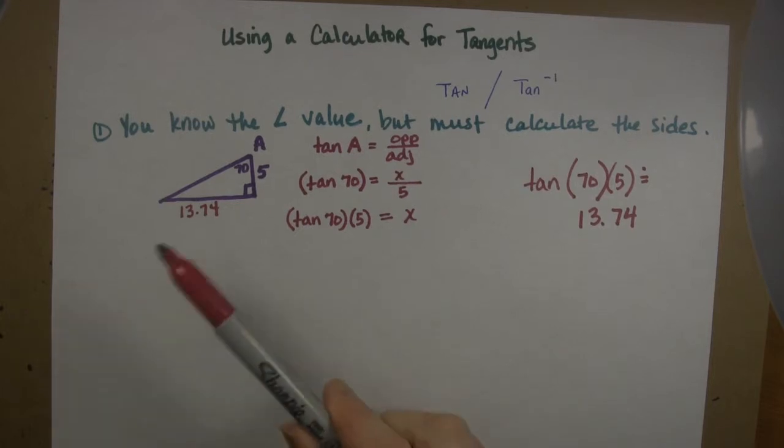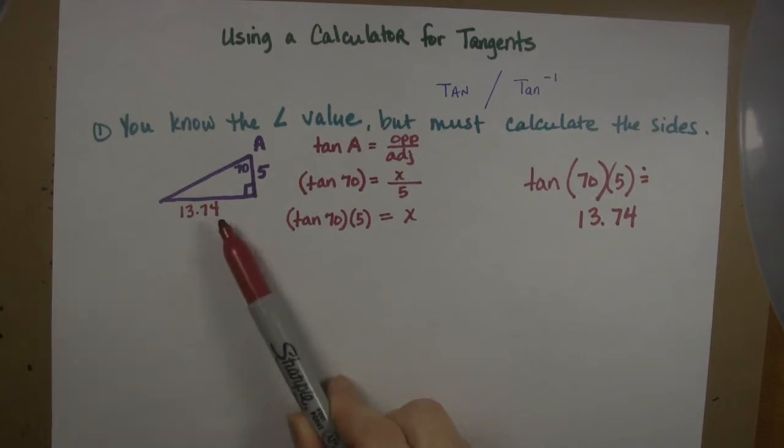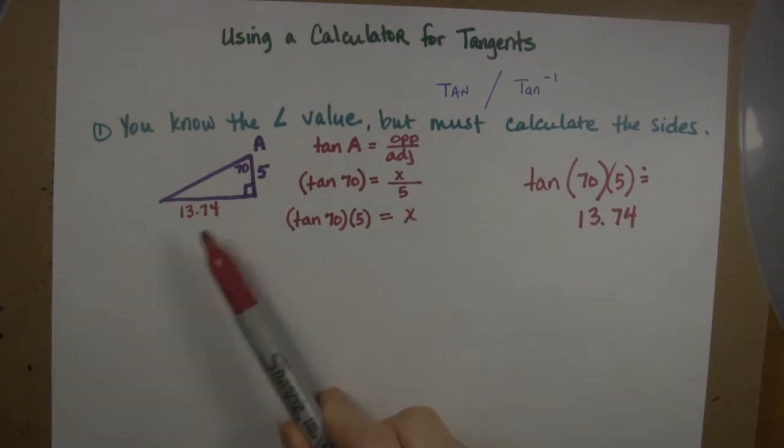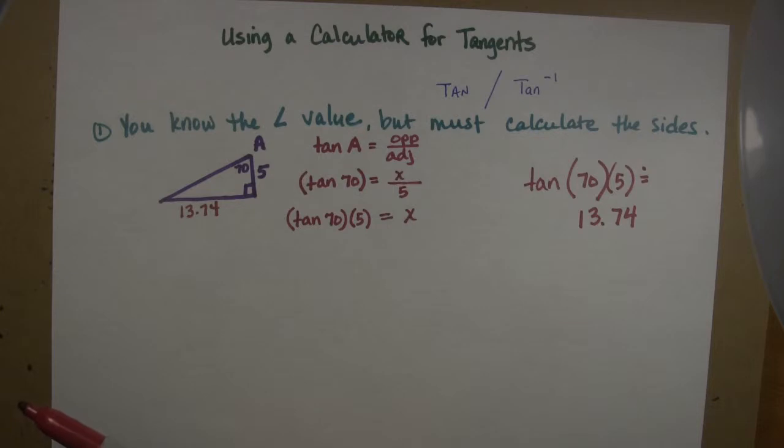Now please notice, this is not an exact number. If you were trying to land a spaceship on Mars, you would need to do a much better job of calculating your tangent than 13.74. However, for our purposes, that works just fine.